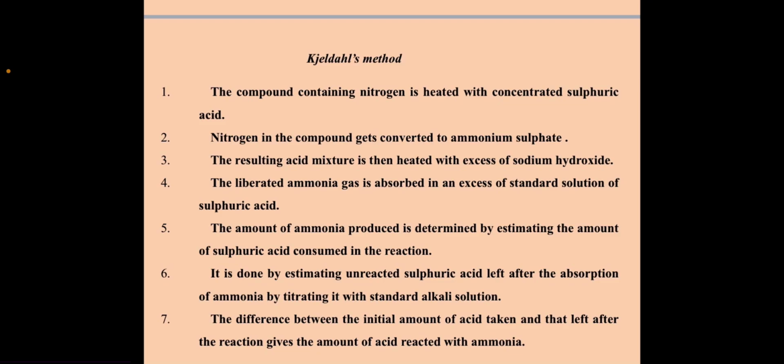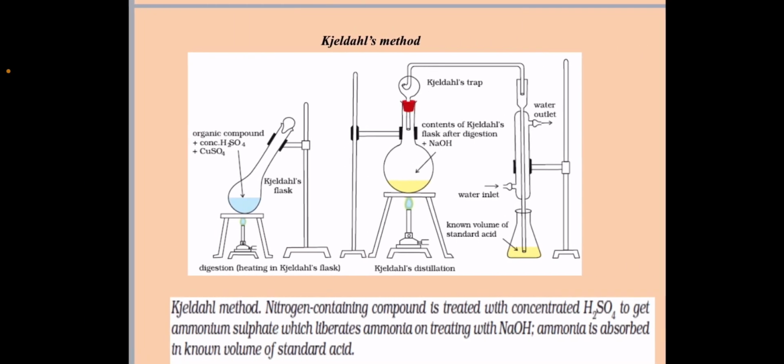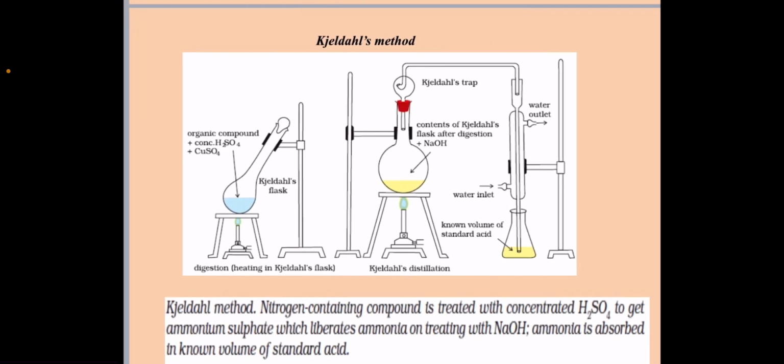Then it is done by estimating the unreacted sulfuric acid left after the absorption of ammonia by titrating it with the standard alkali solution. Alkali, we take sodium hydroxide solution. The difference between the initial amount of acid taken and that left after the reaction gives the amount of acid reacted with ammonia. So this is the experimental setup. This is the apparatus for Kjeldahl's method.